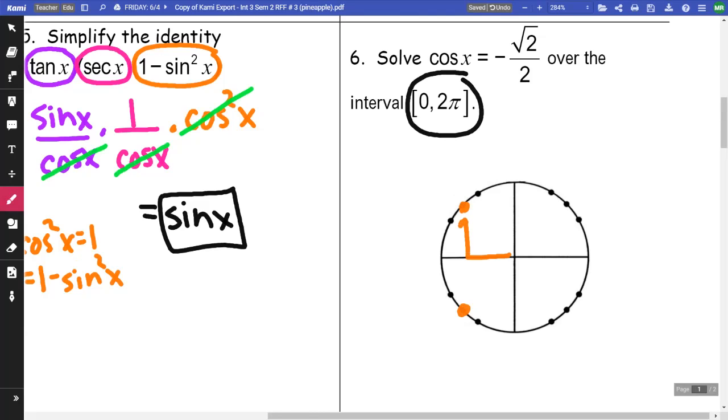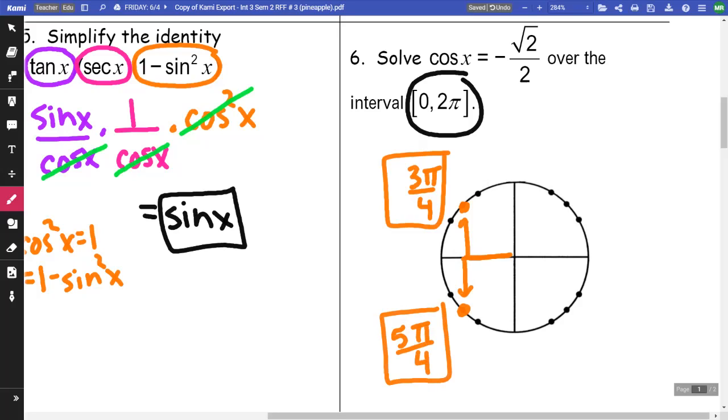So this is going to be 3 pi fourths. That's one answer. And then again, down here, this was a negative root 2 halves and a negative root 2 halves, which is a 5 pi fourths. And so those are our two answers from 0 to 2 pi, 3 pi fourths and 5 pi fourths.